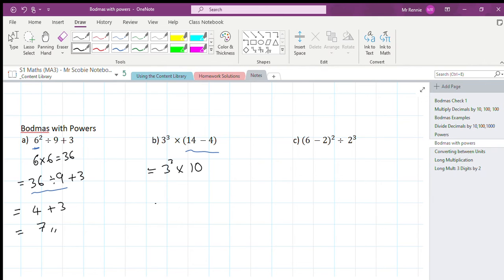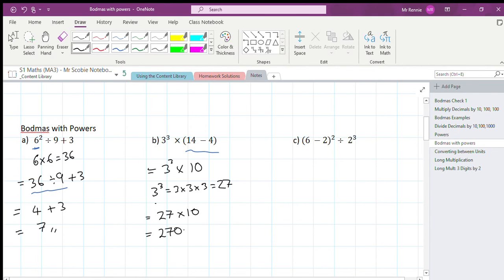So now I need to deal with the cubed part. If I remember, 3 cubed means 3 times 3 times 3, which gives me 27. We've seen that above. Therefore, my question becomes 27 multiplied by 10, and we get the answer 270 there. So we had to deal with the bracket first before we could then deal with the power, then we had a multiplication left.